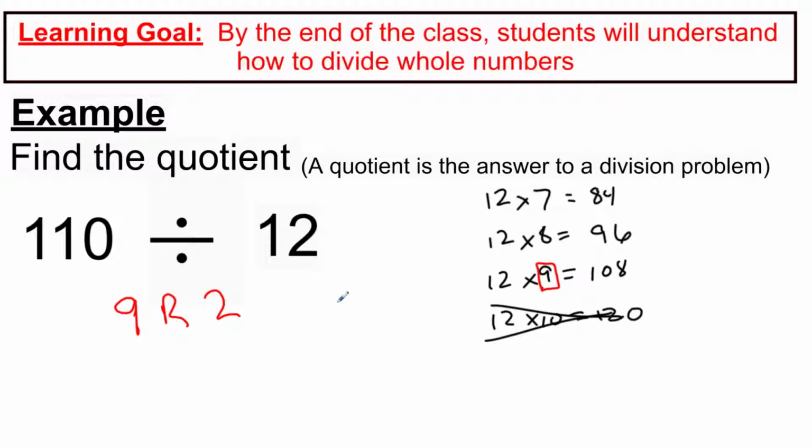Okay? So we're going to talk in a little bit about what to do with this going forward, but for right now we're just going to say I can give everybody 9 whole items, and there are going to be 2 left over that I can't hand out to anybody yet.